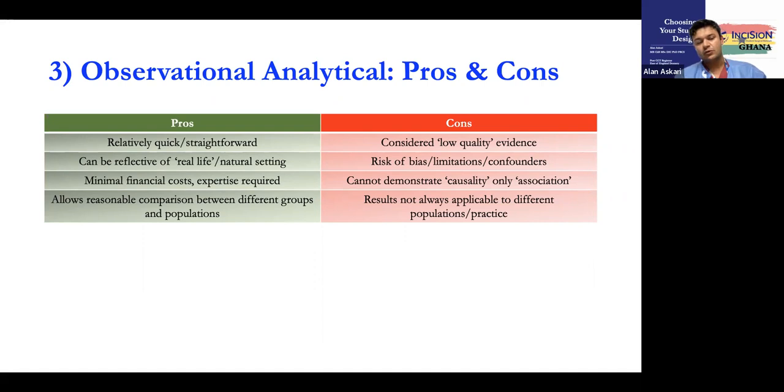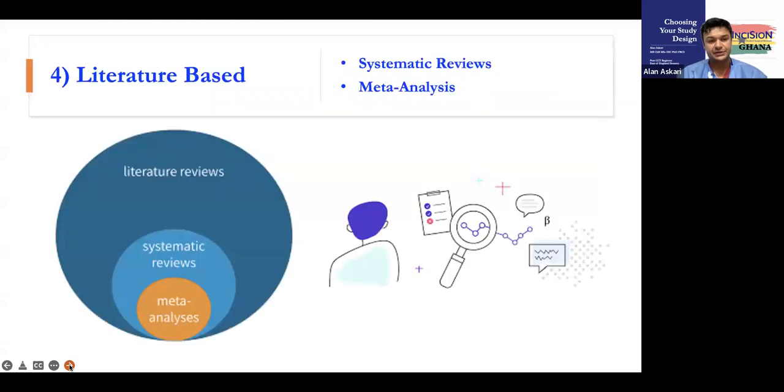However, depending on how these observational analytical studies are performed, they can be considered low quality evidence if not performed well. And again, sometimes it can be impossible or difficult to limit the confounders or biases that may creep in. Once again, unlike randomized controlled trials, they cannot really demonstrate causality. They can only really demonstrate association. Once again, results are not always applicable to different populations in different parts of the world, or different populations in the same society but different demographics.